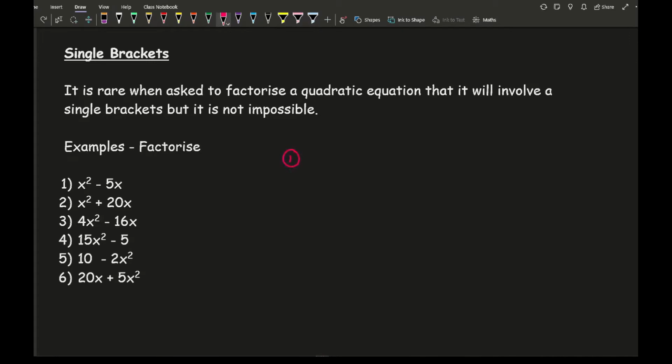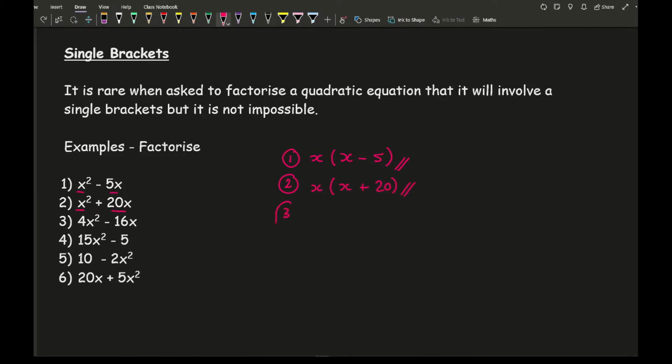So looking at question 1, here we've got x squared minus 5x, so here we've got only 2 terms. So that could be a sign, but not always the sign that it's only going to be single brackets. So here we've got x squared and minus 5x, and the common factor within these two terms is x. So I take an x out, and then it's going to be x take away 5, and that factorises the question. So with number 2, I've got x squared and I've got 20x. So again, a common factor there is x. So I've got x plus 20.